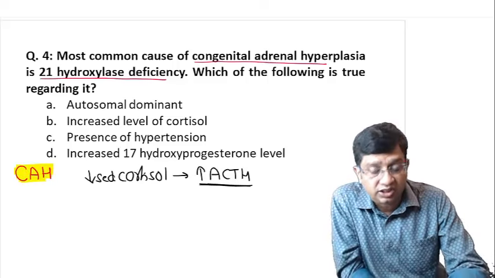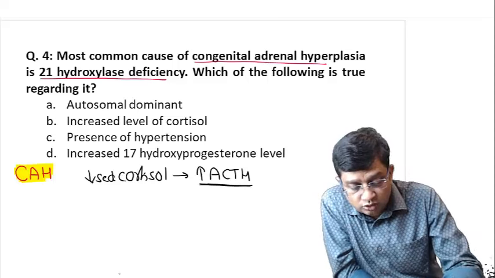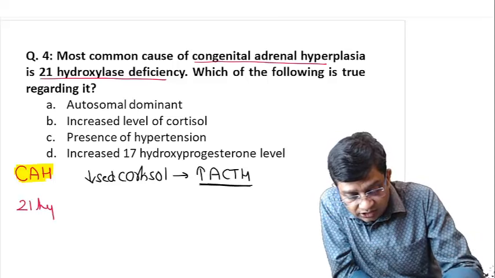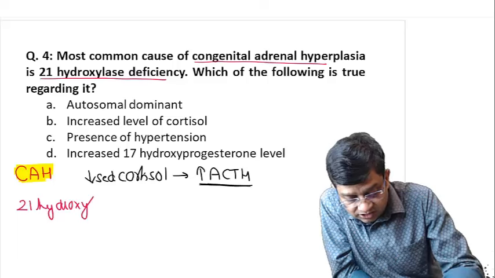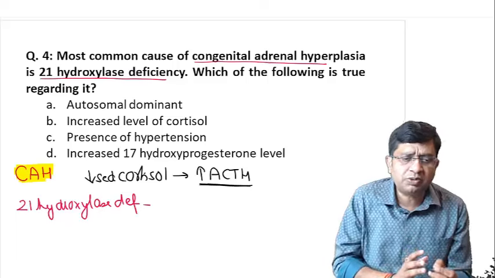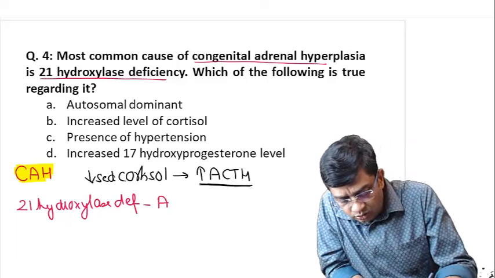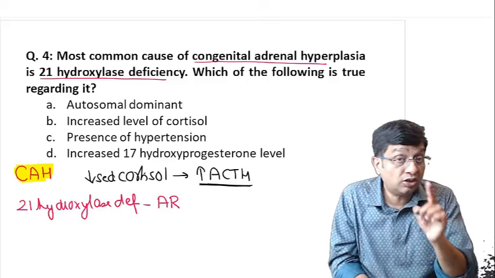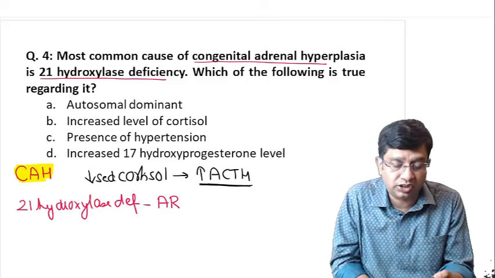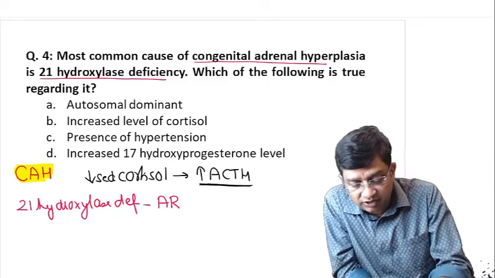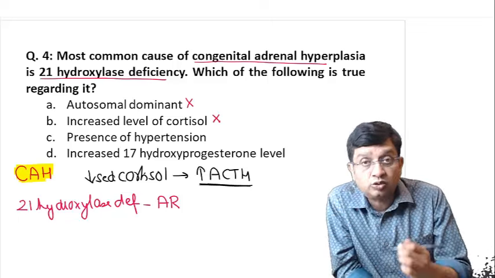There is increased ACTH. The most common cause of this is 21-hydroxylase deficiency. And this is an enzymatic deficiency. And you should remember mostly the enzymatic deficiencies are autosomal recessive. I am not saying always. I am saying mostly. So this is autosomal recessive. So our first 2 points are ruled out.